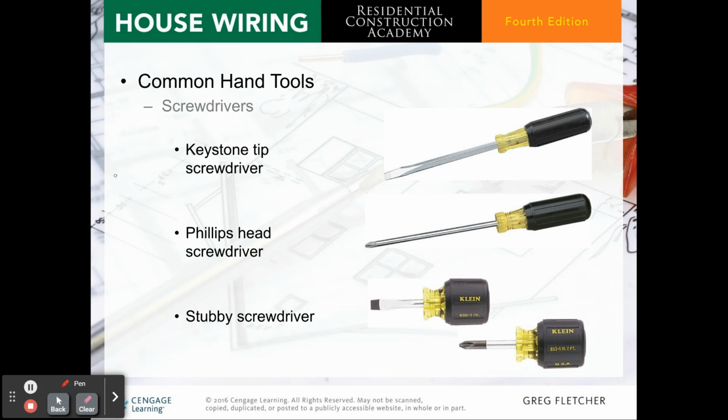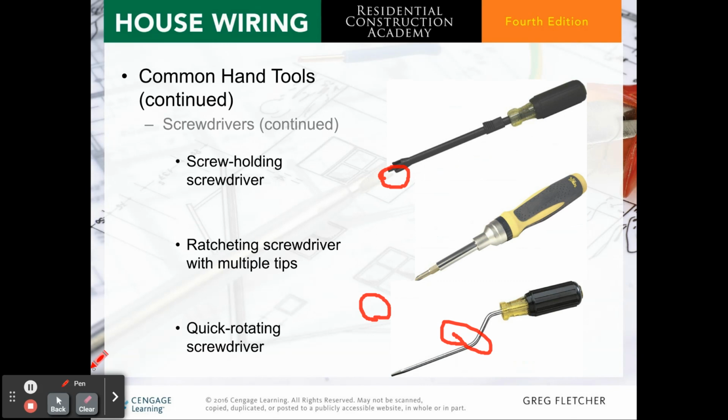Here are some common screwdrivers that we have. They call this a keystone tip. We also call this a flathead. Phillips head screwdriver. And these are stubby screwdrivers, just because of the length. This is a screw holding screwdriver. This is useful when you can't hold on to a screw. There are also ratcheting screwdrivers and quick rotating screwdrivers.